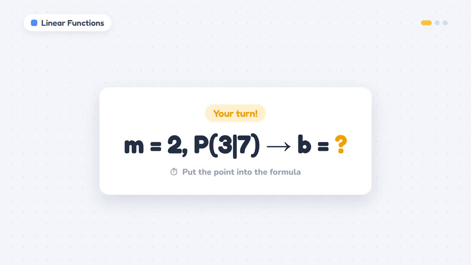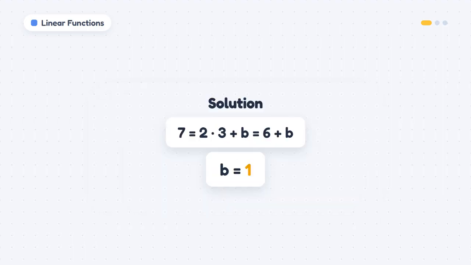And now, the other way round. A line has the slope 2 and goes through the point P, 3, 7. What is b? Put the point in. 7 equals 2 times 3 plus b. So 7 equals 6 plus b. That makes b equal to 1.